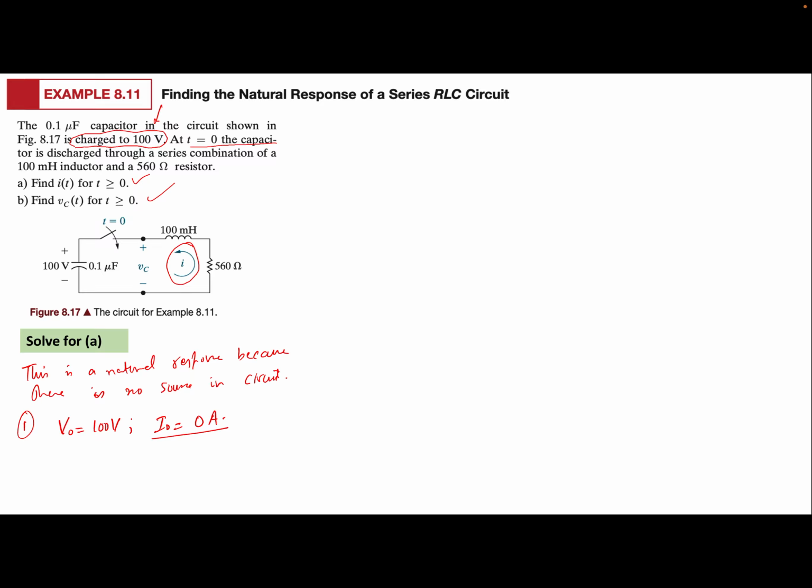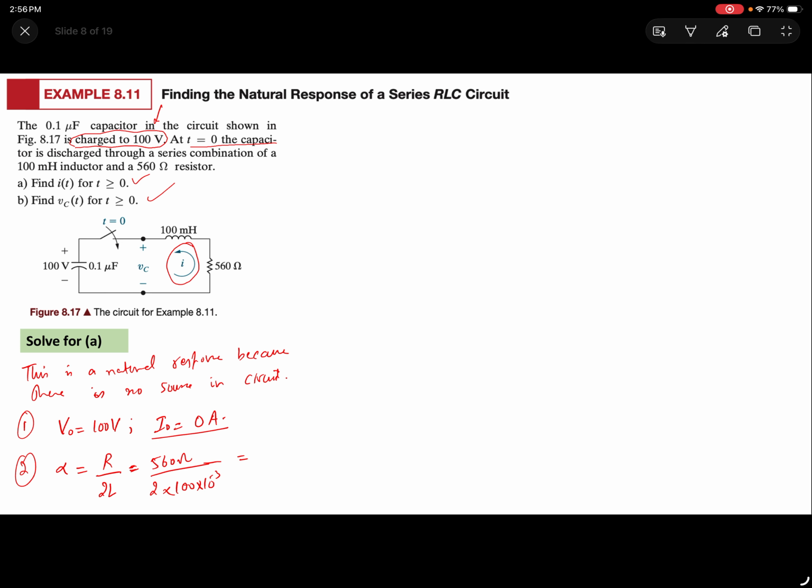The second step, we have to find the Napier frequency and omega naught. So for a series RLC circuit, we found that the equation for the Napier frequency alpha is R over 2L. The resistance is 560 ohms divided by 2 times 100 millihenry. So 560 divided by 2 times 100 millihenry comes out to be 2800 radians per second, which is nice.